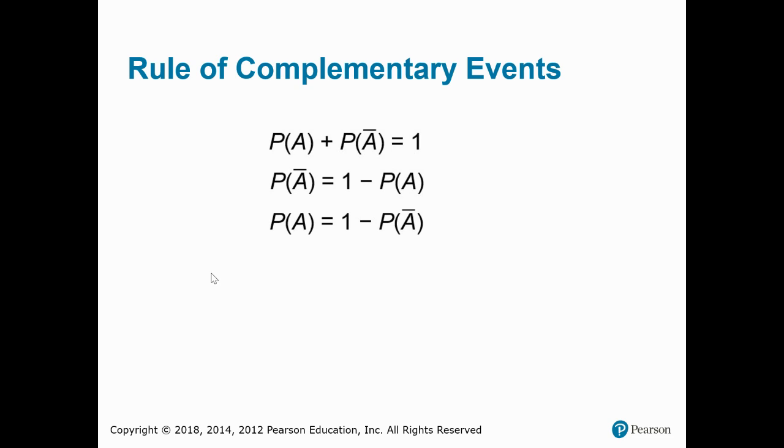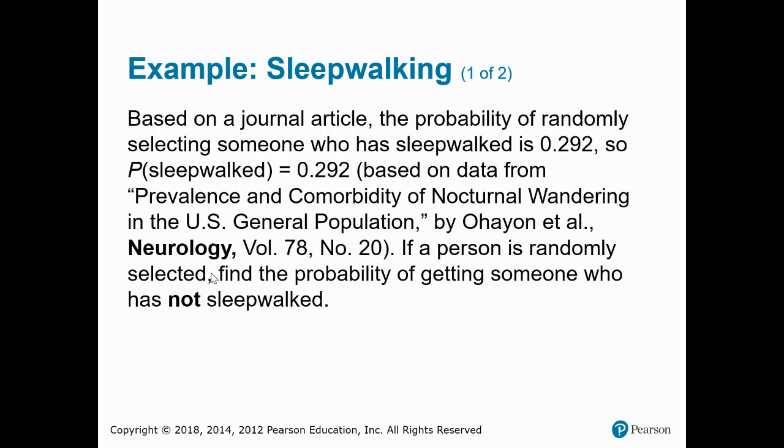Okay? If we know the probability of an event, then we can find the probability of the complement of that event by just subtracting from 1. That's what this tells us here.